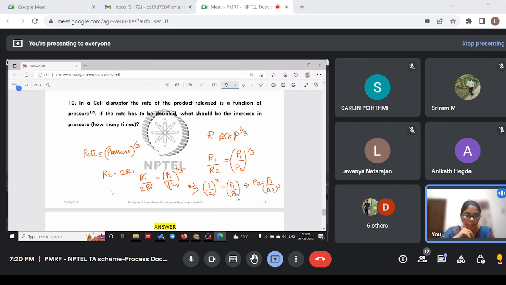Am I making any mistakes? 0.5 cube comes down here. So what is 0.5 cube? 0.125. 1 divided by that is 8. So P2 is equal to P1 divided by 0.125, which is equal to 8 P1. So how much should I increase? By 8 times. Is it clear, George? Is it clear for everybody? I can repeat this if you want.